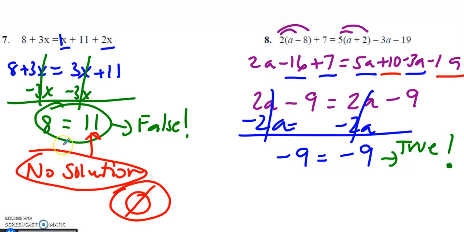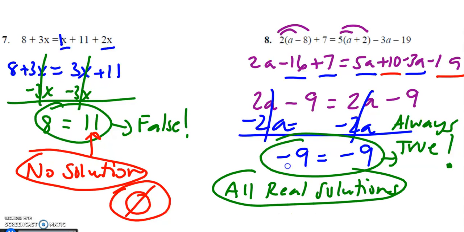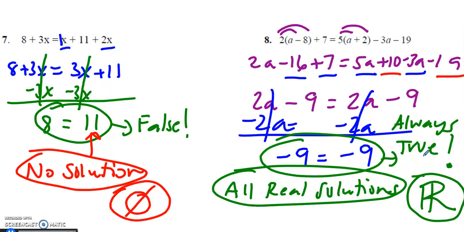So unlike this one where the statement was ridiculous and it was no solution, this time, if something is always true, so I'll even write always true, that means that every single answer in the world can work. And how we write that is all real solutions. So you could write it out that way, all real, or just like this, there is a symbol. It kind of looks like a crazy R. You do 2 vertical lines and then make an R with that. This symbol here also means all real answers.